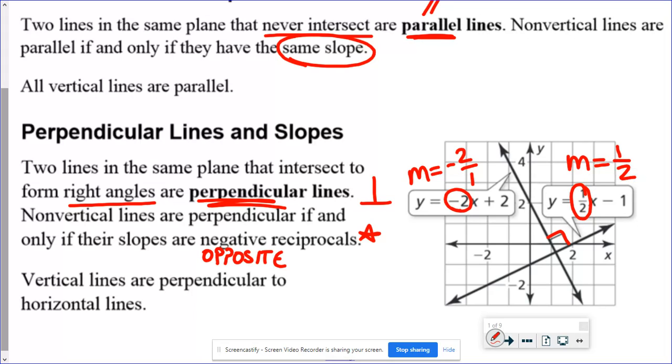Notice that they're different signs, so that's the opposite part. And reciprocal means we flip the fraction over. So instead of 2/1, I've got 1/2. So those two lines are perpendicular because they are opposite reciprocal slopes.